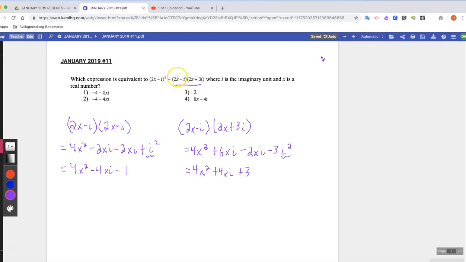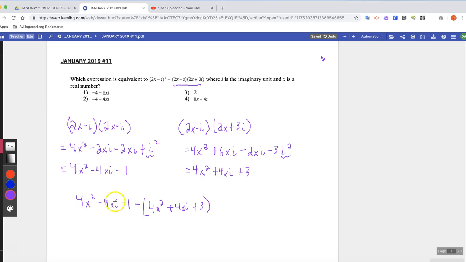And now that we've multiplied both these terms out, we can carefully put this together. We have 4x squared minus 4xi minus 1 when we simplified the squaring of that binomial. And then we have to subtract the result that we got by multiplying out these two binomials. So carefully I'll write the 4x squared plus 4xi plus 3 that we got in parentheses. That needs to be subtracted.